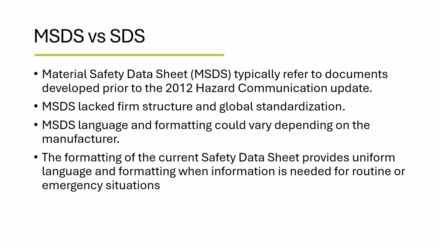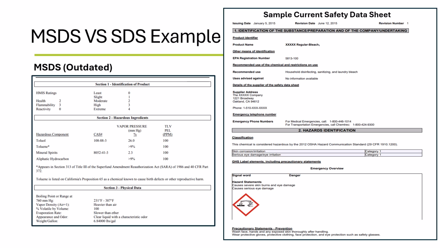The update to the current safety data sheets provided a uniform approach to the language and formatting to communicate the hazards. For chemicals currently used in the workplace, an updated safety data sheet following the GHS format and information requirements must be available. Compare these two documents. On the left is an outdated material safety data sheet, and on the right is a sample current safety data sheet.